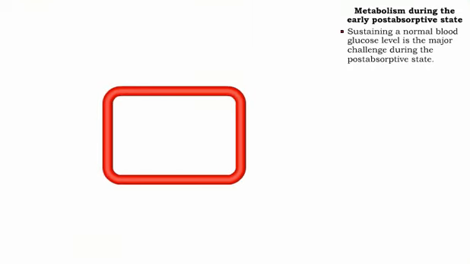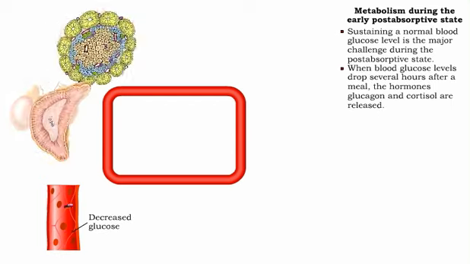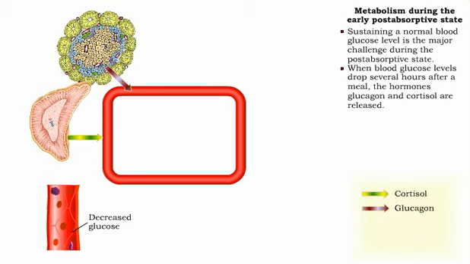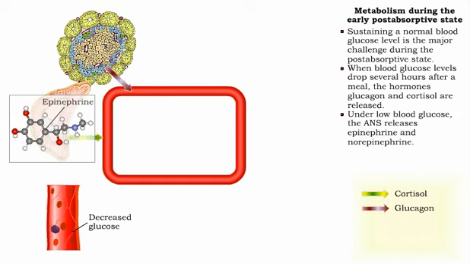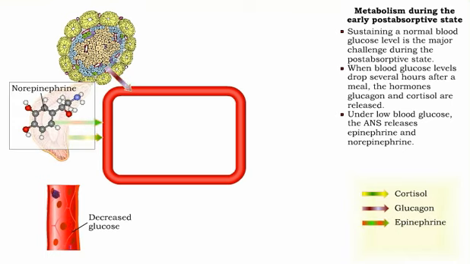The major metabolic challenge in the post-absorptive state is to sustain a normal blood glucose level. When blood glucose levels drop, as they do several hours after a meal, then the hormones glucagon and cortisol are released. Under low blood glucose, the autonomic nervous system is also stimulated to release epinephrine and norepinephrine.